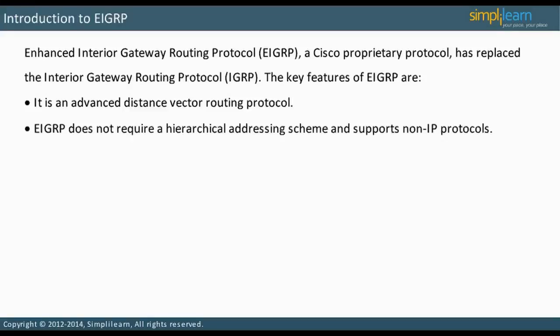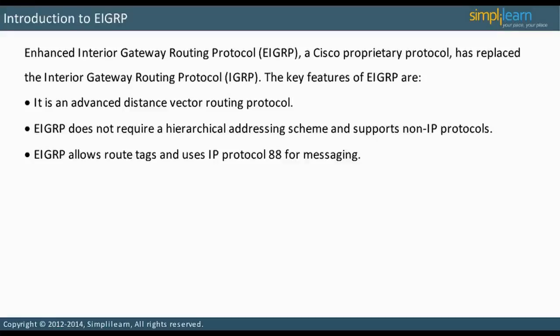EIGRP does not require a hierarchical addressing scheme, but it works better with it. It is the only routing protocol covered in this course that can support non-IP protocols. Protocol-dependent modules, PDMs, handle Novell IPX, AppleTalk, as well as IP. EIGRP allows route tags. It uses IP Protocol 88 for messaging. It does not use User Datagram Protocol, UDP, or Transmission Control Protocol, TCP. All the routing protocols except the BGP use their own protocol numbers.